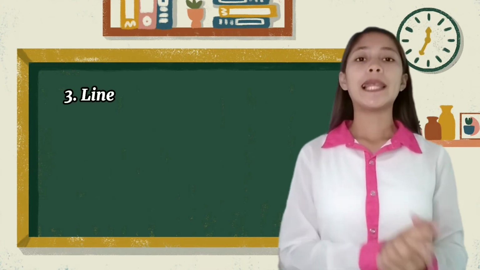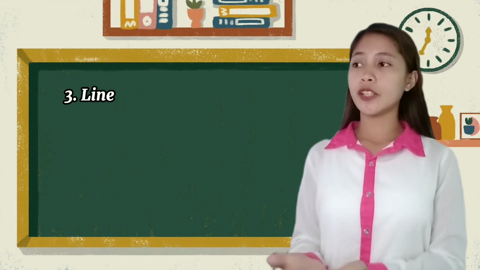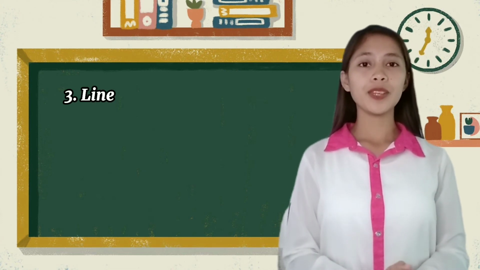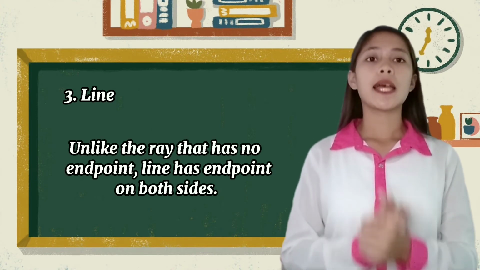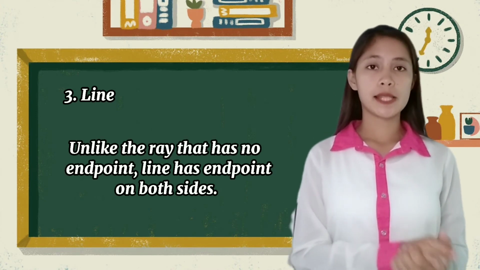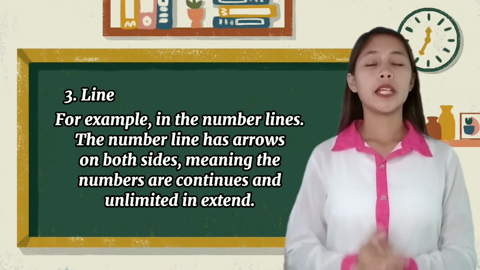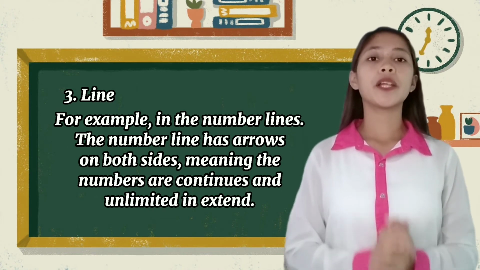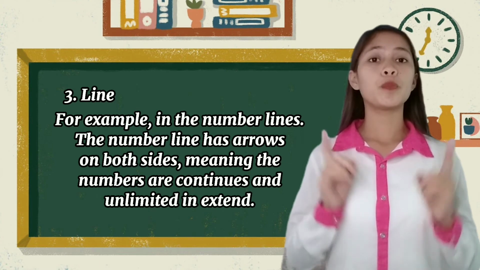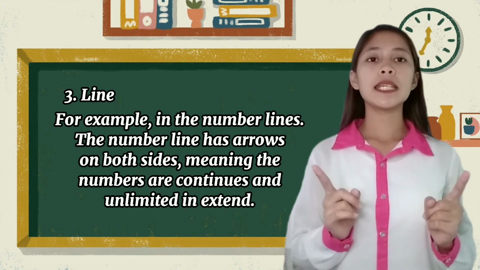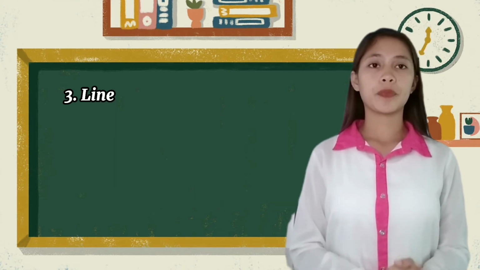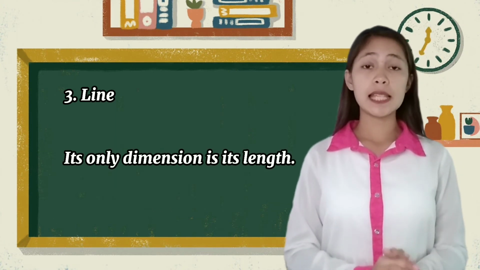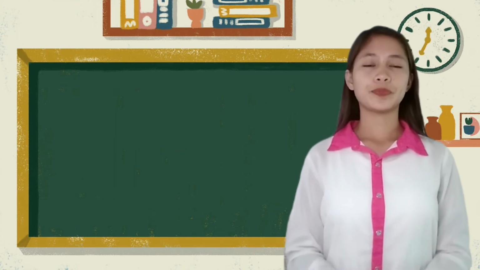Third, line. Shane, kindly read the definitions. Thank you. Unlike the ray that has one endpoint, a line has no endpoint on both sides. For example, the number line. The number line has arrows on both sides, meaning the numbers are continuous and unlimited in extent. Its only dimension is its length.